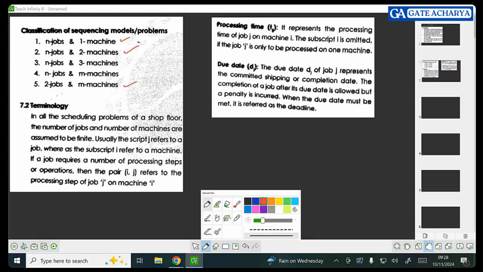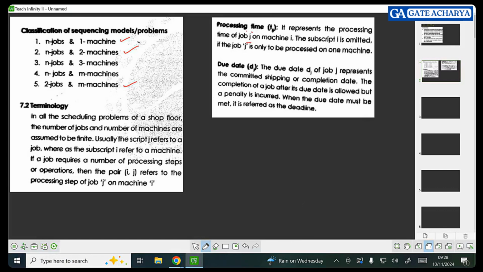Now take the processing time. It represents the processing time of a job J on machine I. Job is J, guys. The substitution is not required, just up to here only. J only is to be processed on machine I.